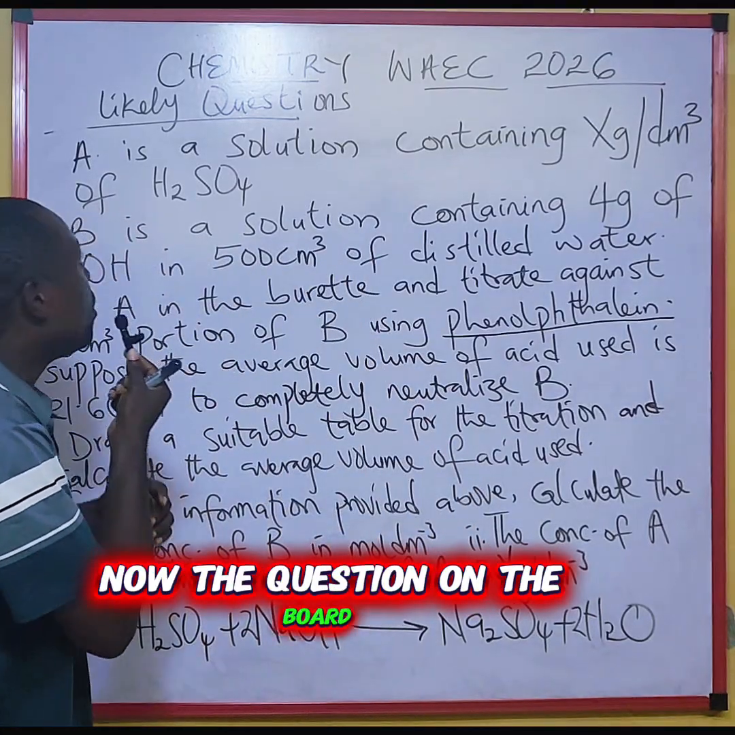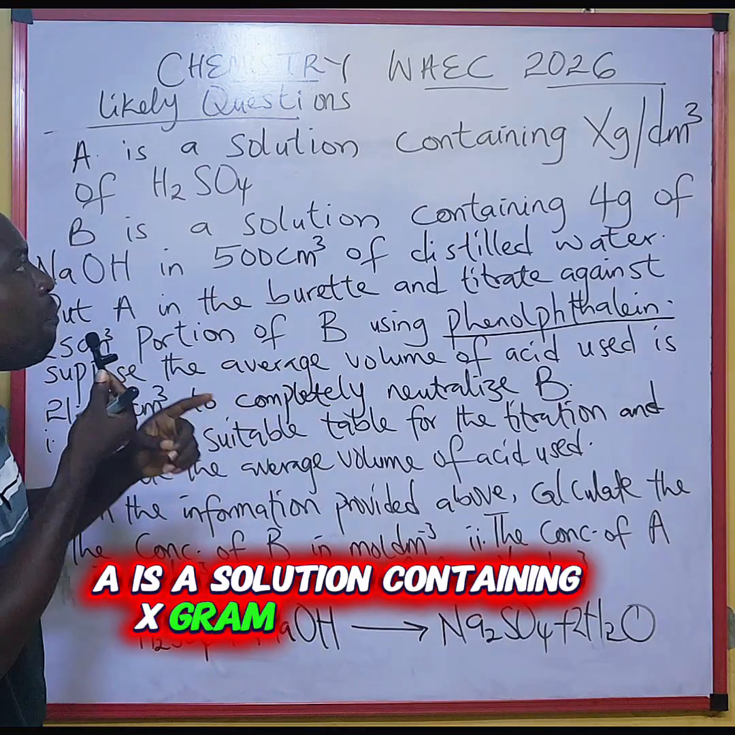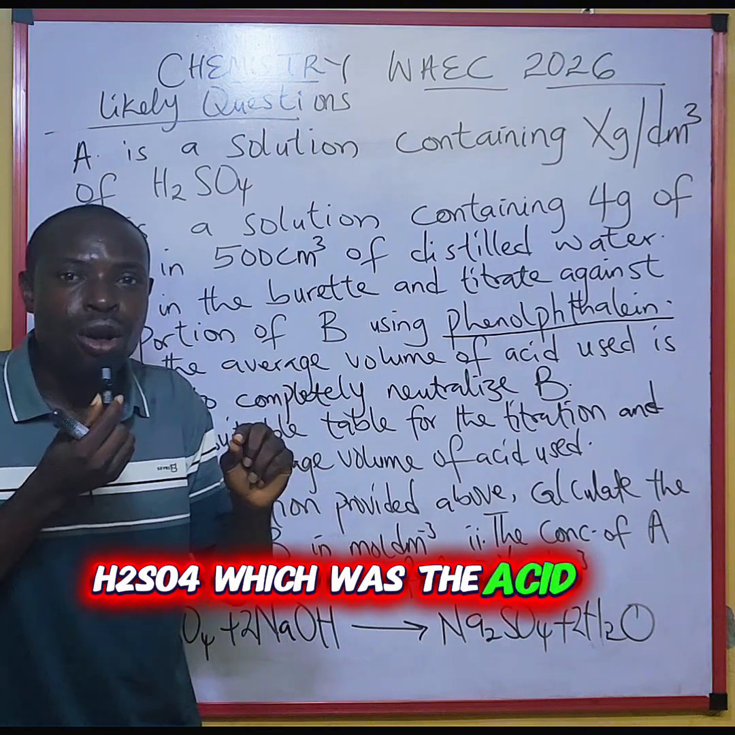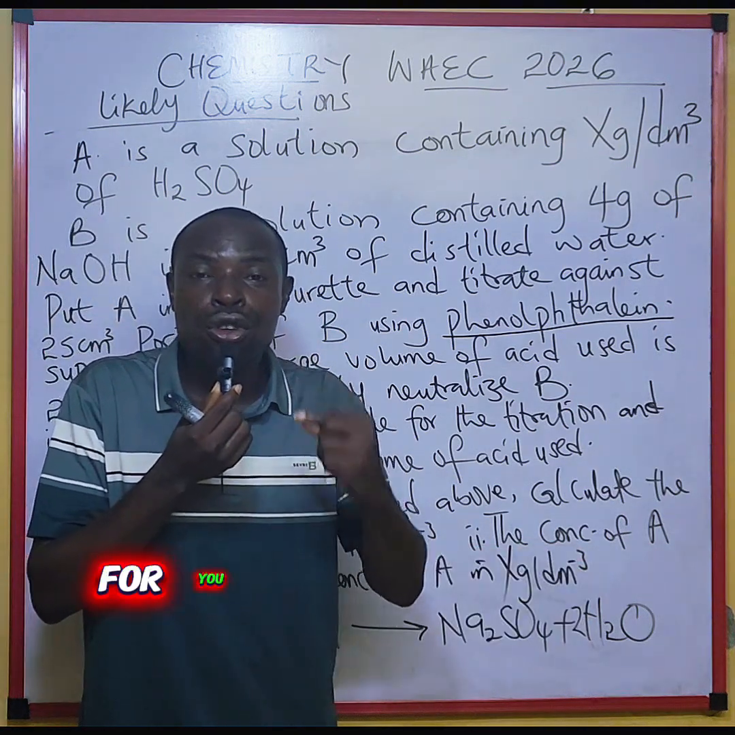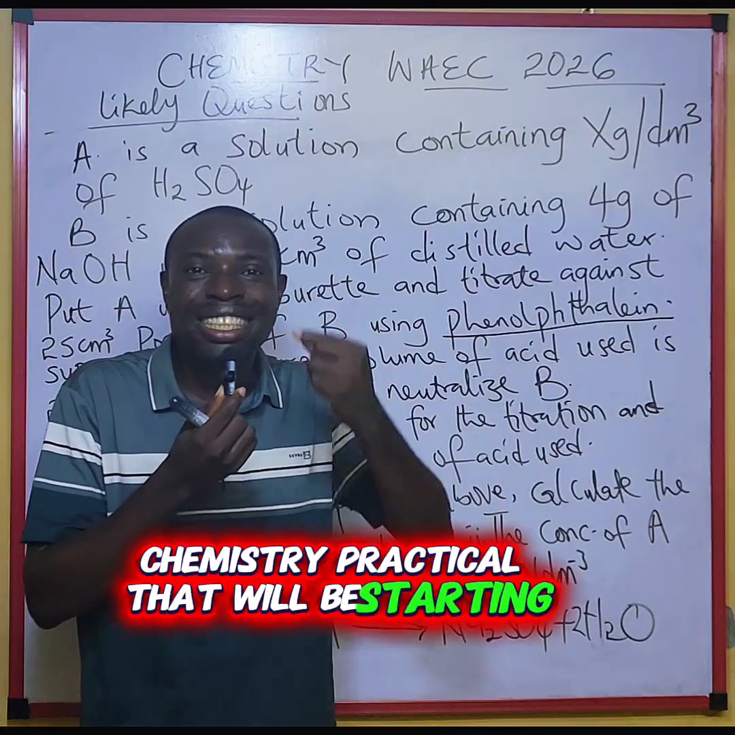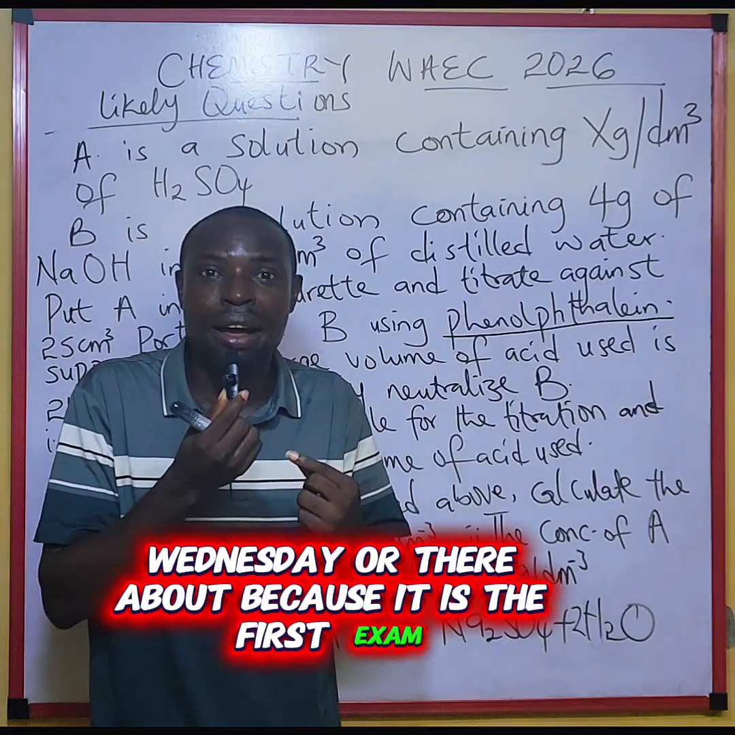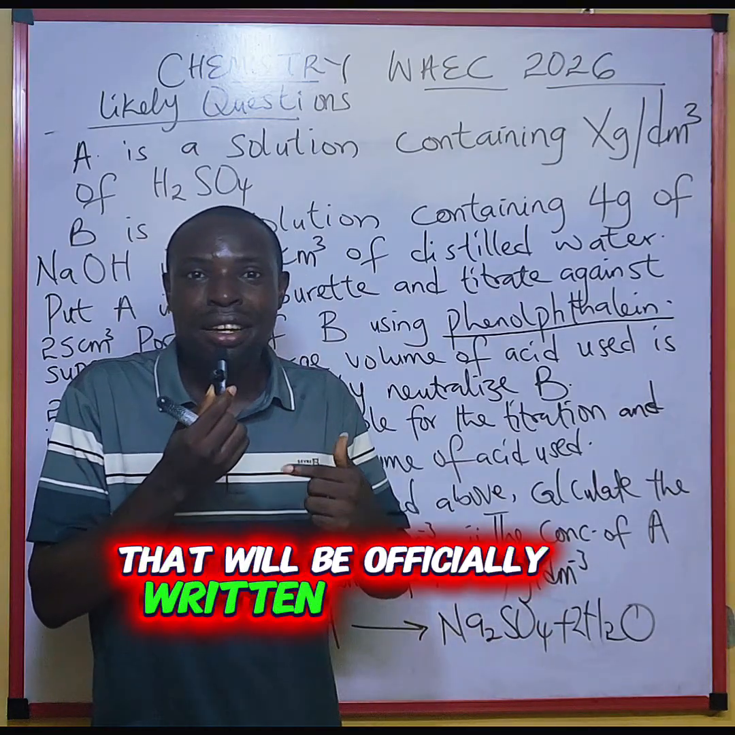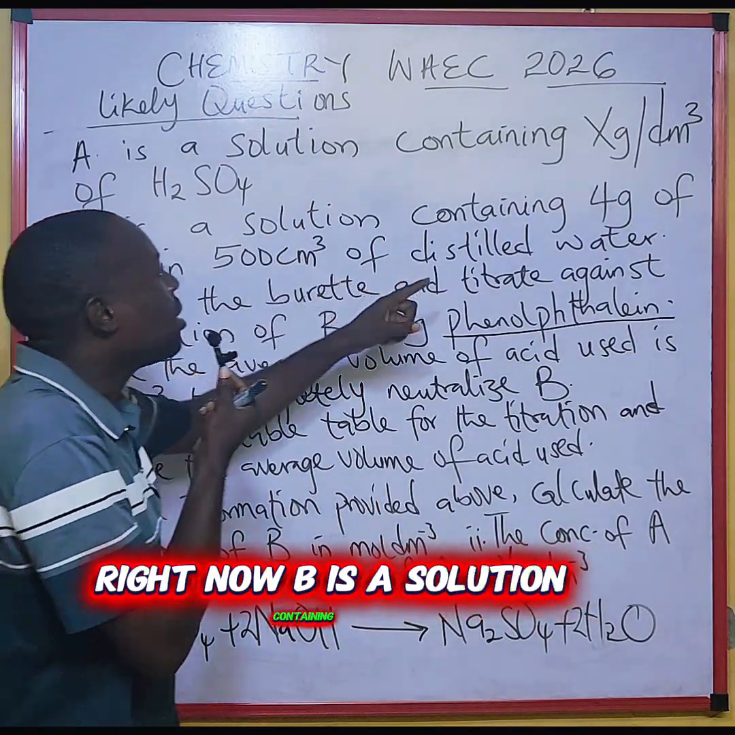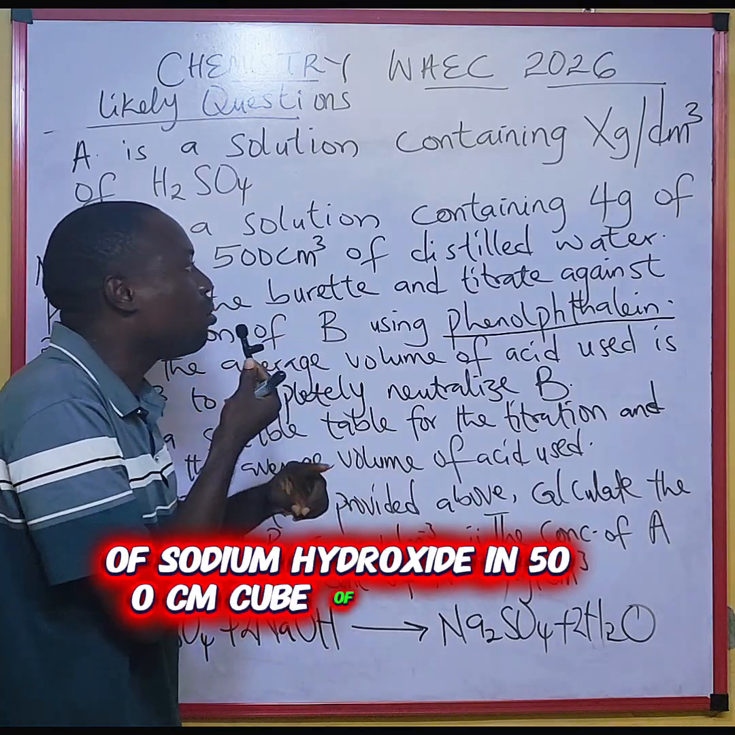Now, the question on the board is: A is a solution containing S gram per dm cube of H₂SO₄, which was the acid we were made to provide for you guys for this 2026 chemistry practical that will be starting next week, Wednesday or thereabout, because it is the first exam that will be officially written by science students. Now, B is a solution containing 4 grams of sodium hydroxide in 500 cm cube of distilled water.